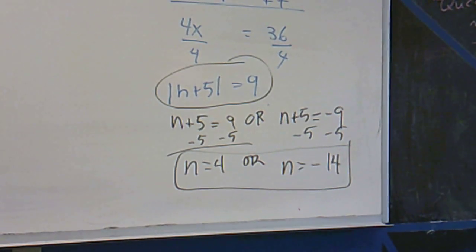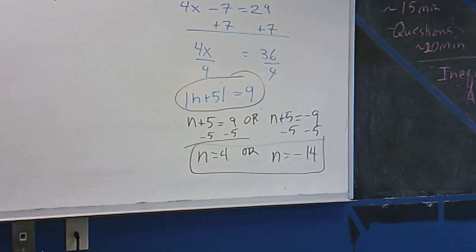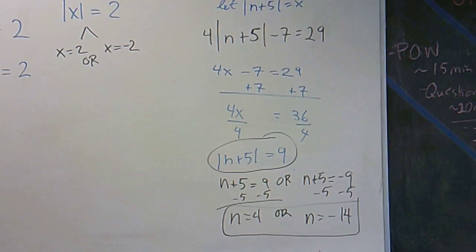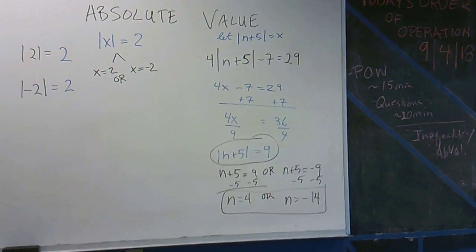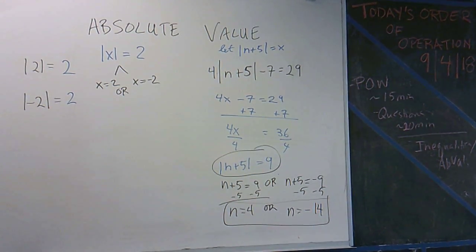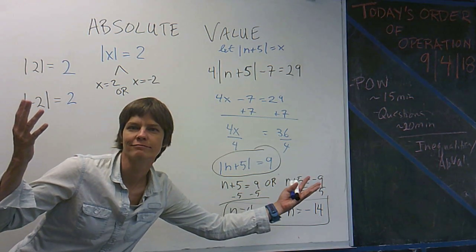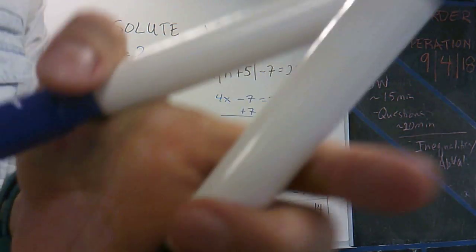That's absolute value. Let's look at our journey again, shall we? Bah, humbug. There it is. Ba-ding, ba-dang, ba-done. Absolute value. 2 markers.